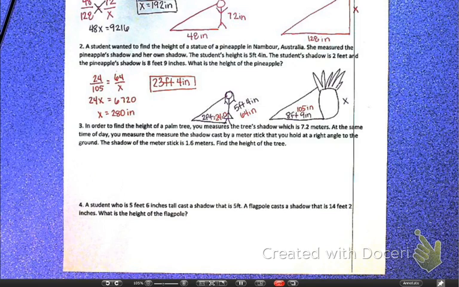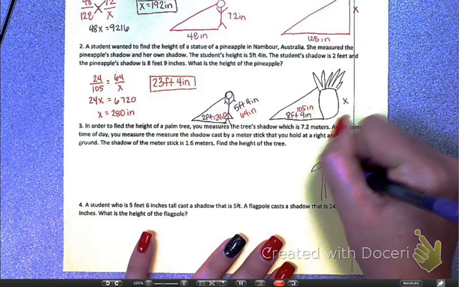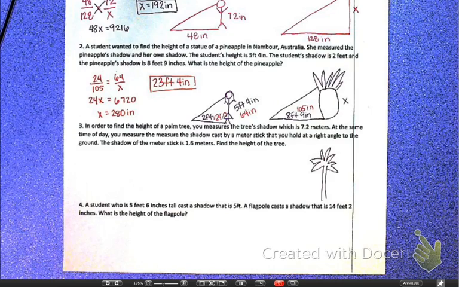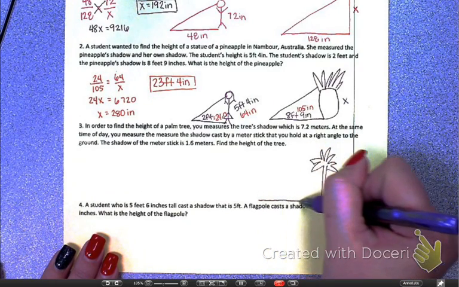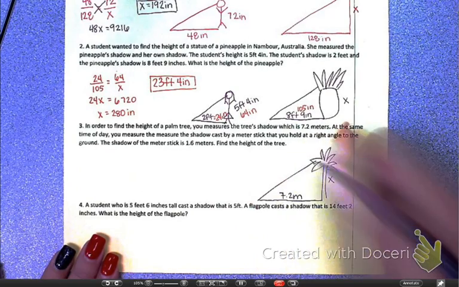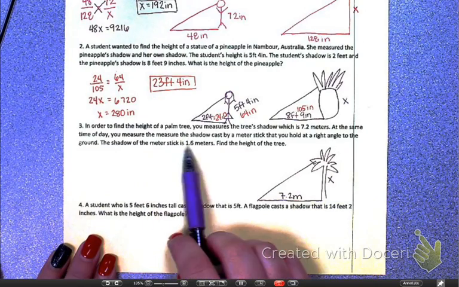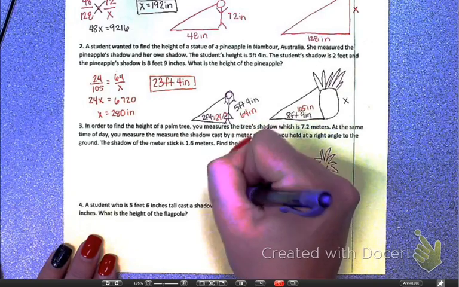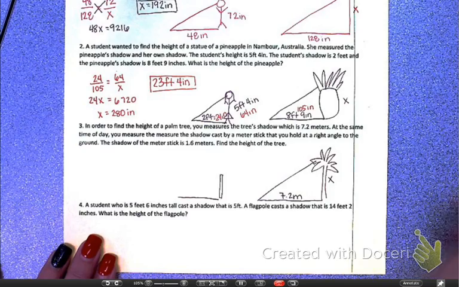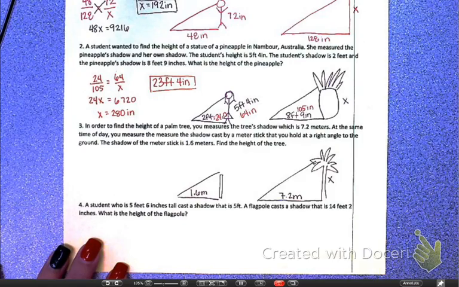Okay, number 3. In order to find the height of a palm tree, you measure the tree's shadow, which is 7.2 meters. I know we're looking for the height of the palm tree. At the same time of day, you measure the shadow cast by a meter stick. The shadow cast by the meter stick is 1.6 meters. How tall is the meter stick? 1 meter.